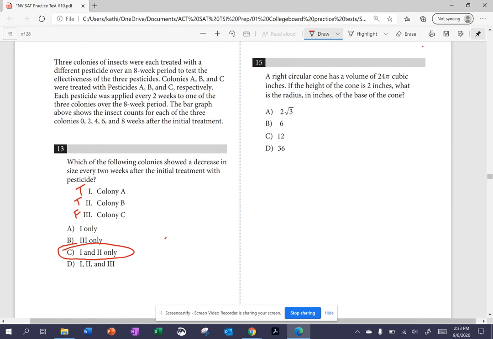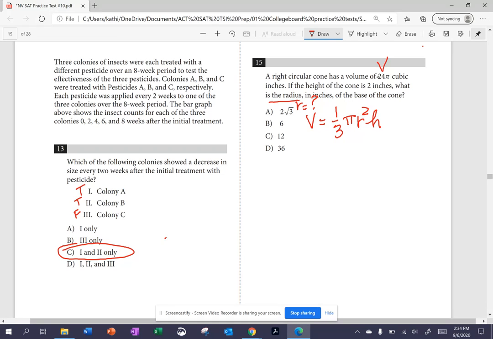Okay, we got another geometry problem here. A right circular cone has a volume of 24 pi cubic inches. If the height of the cone is 2 inches, what is the radius in inches of the base of the cone? This is one of the formulas given on the front of the test. So this is volume equals 1/3 pi r squared h.